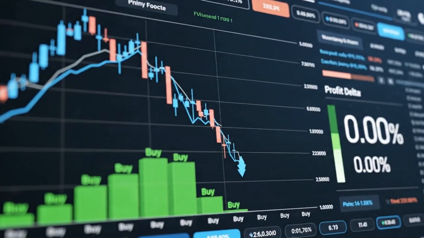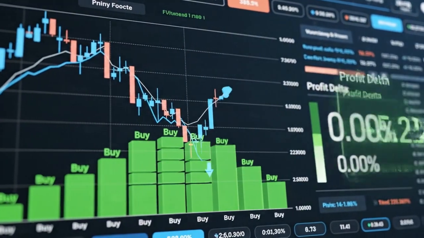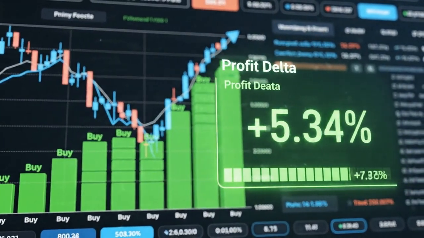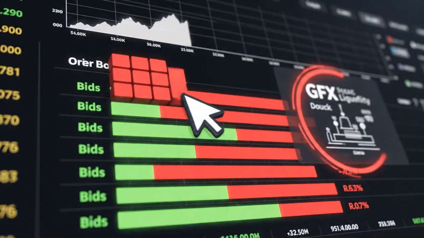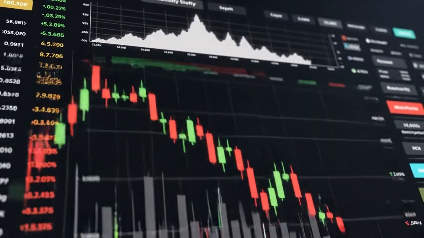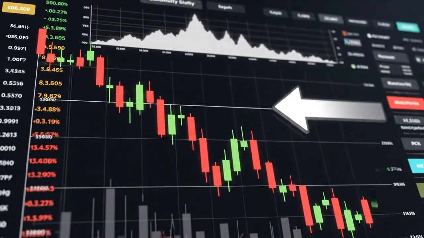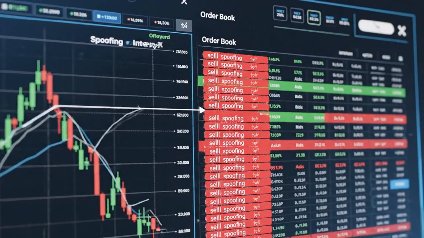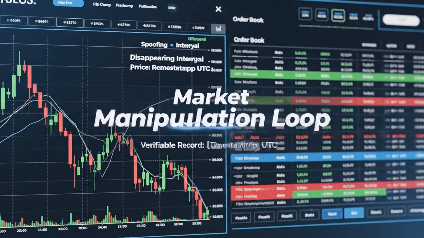Spoofing is the act of placing a huge order you never intend to execute, purely to change what everyone else believes is about to happen. It's not a trade. It's a signal weapon. In the script's example, price is rising and genuine buyers are stepping up. The bank, if it wants cheaper buys, doesn't fight the market honestly. It manufactures a reason for the crowd to retreat.